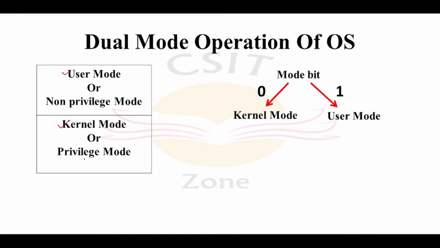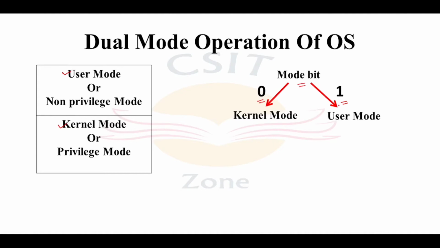Now, what is this mode bit? Mode bit is used to identify in which particular mode the current instruction is executing. The kernel mode is denoted by the 0 bit and the user mode is denoted by the 1 bit. At boot time, the system always starts in kernel mode. The operating system always runs in kernel mode. Now, the most important thing is that mode switching takes very little time compared to process switching.